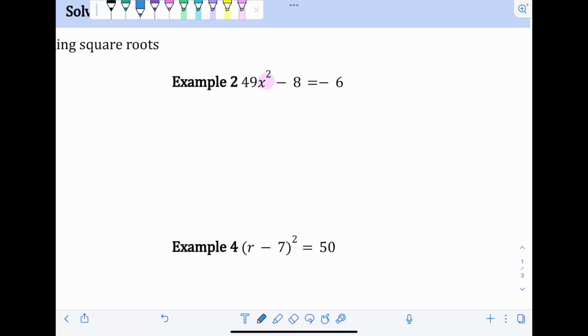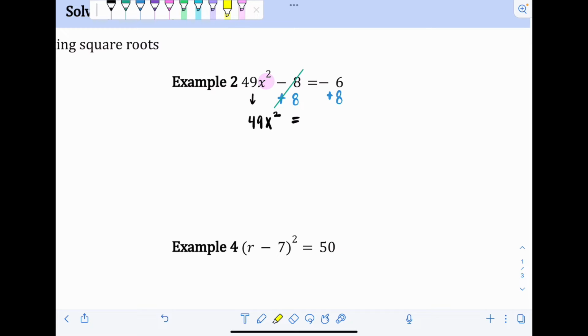So now if we want to get x squared by itself, I have two things being done to it. There's that 49 being multiplied by it, and that 8 being subtracted from it. Usually it's easier to undo addition or subtraction first. So we'll undo that minus 8 by adding 8 to both sides. Then I'll bring down my 49 x squared, and negative 8 plus 8 cancels out.